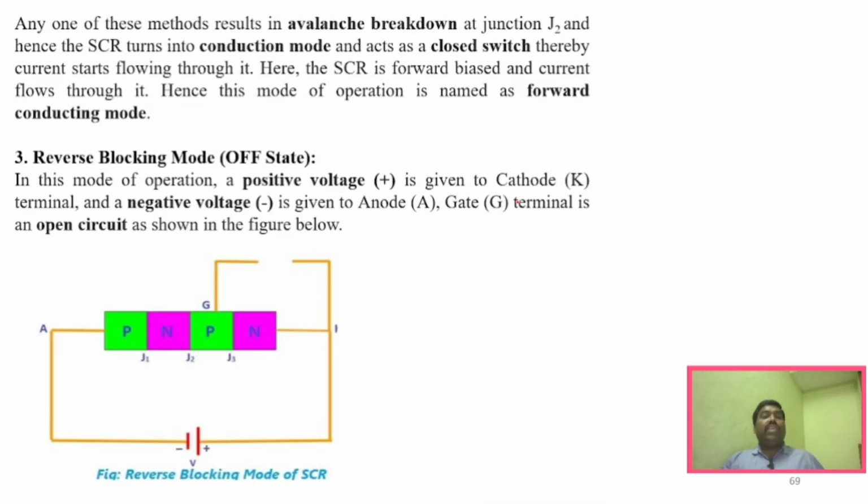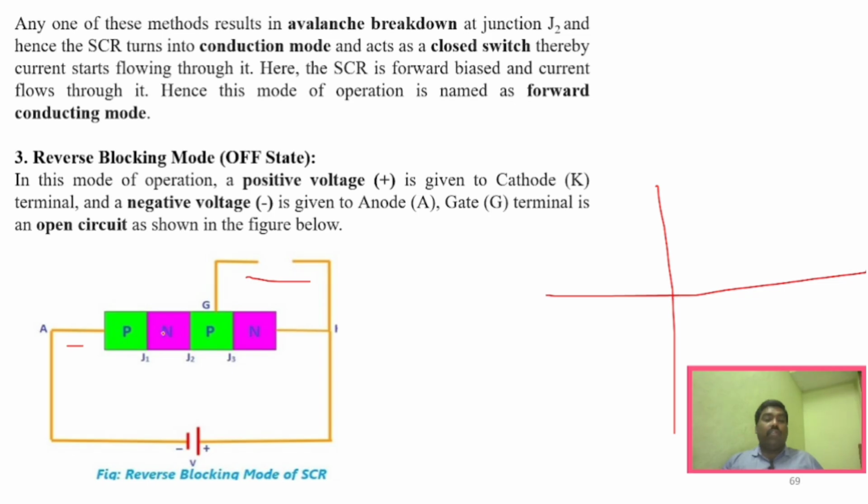And now we see the other mode, which is reverse blocking mode. In reverse blocking mode, very simple. You don't consider the gate terminal, right? Now what will happen here? Here you're going to give reverse bias condition. That is called reverse blocking mode. Same like forward blocking mode.